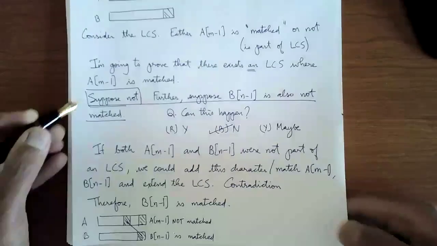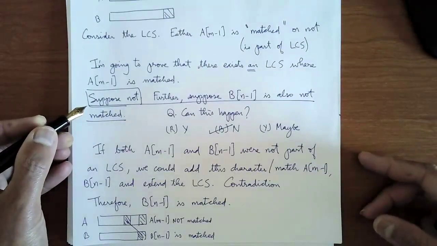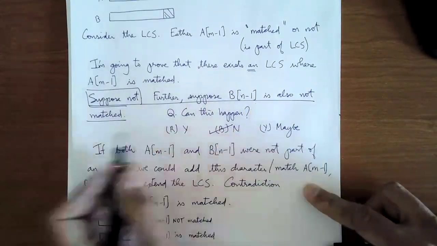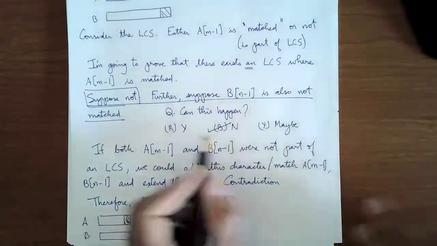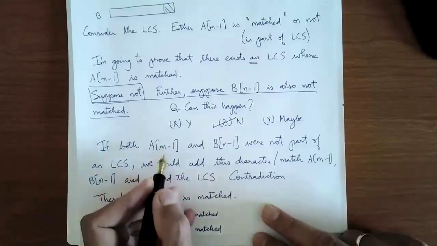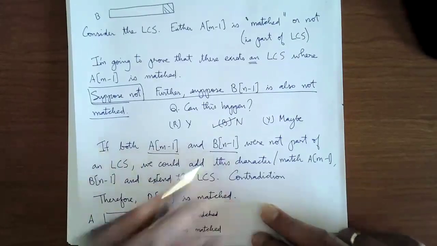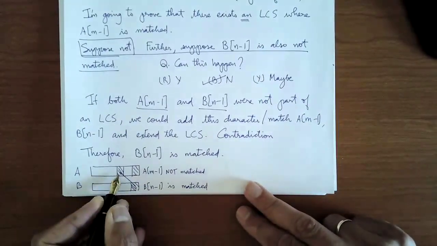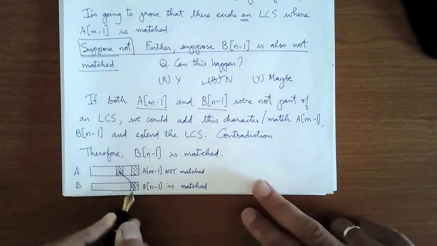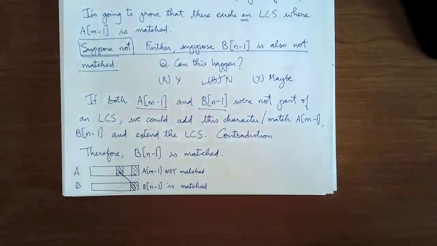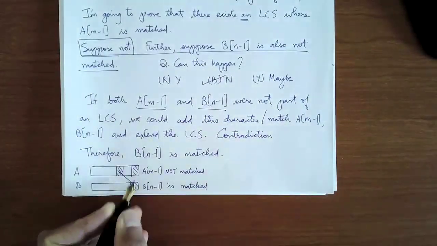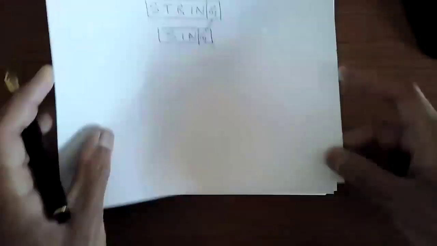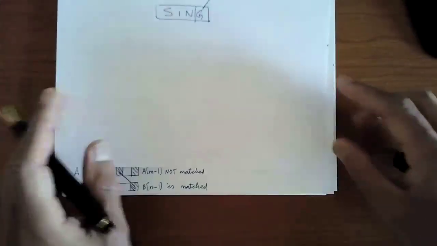Suppose not. And suppose bn-1 is also not matched. We argued this cannot happen because you can always extend the LCS by matching am-1 and bn-1. So we're in a situation where bn-1 is definitely matched. I am asking, could you somehow change this, get a new LCS where bn-1 is matched to am-1? To draw an example, let me ask the question and then I'll show you the example.